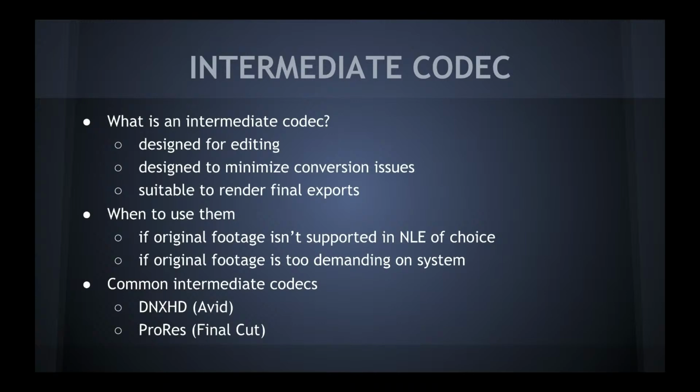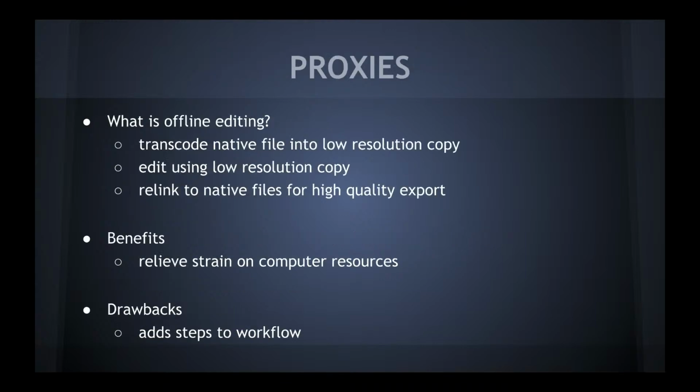Common intermediate codecs: DNxHD for Avid, ProRes for Final Cut Pro. And like I said, every editor's got their own intermediate codec that works best for them. So proxies. What is offline editing? This is the idea of proxies. It's transcoding native files into a low resolution copy, editing using that low resolution copy, then relinking to the native files when it comes to the final export.